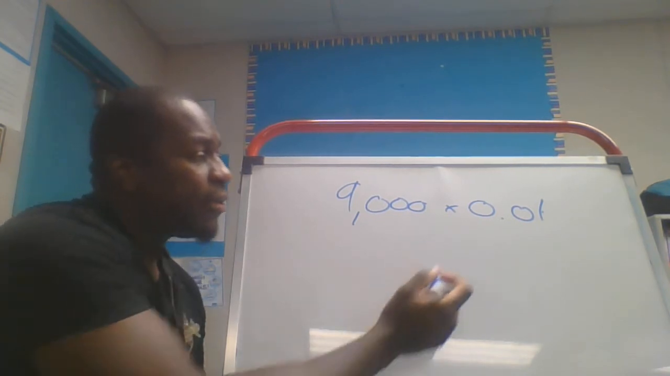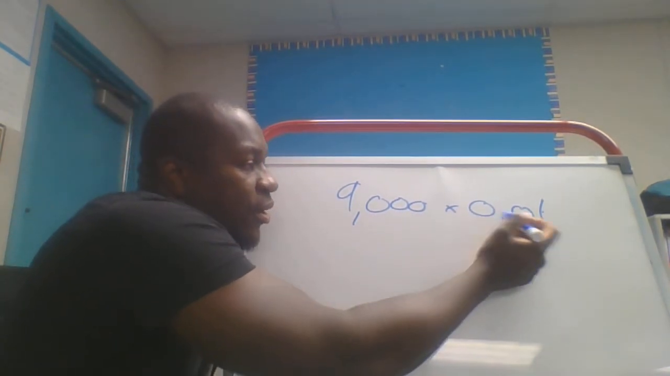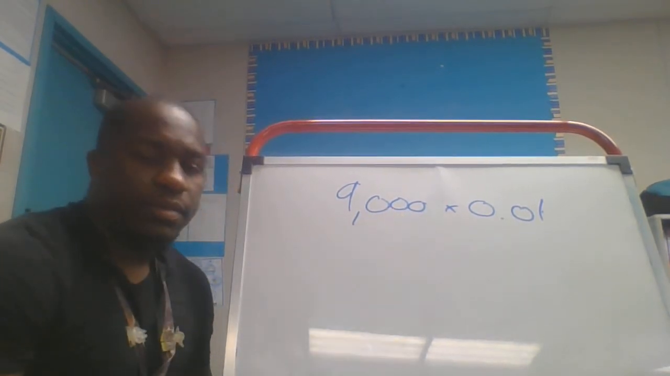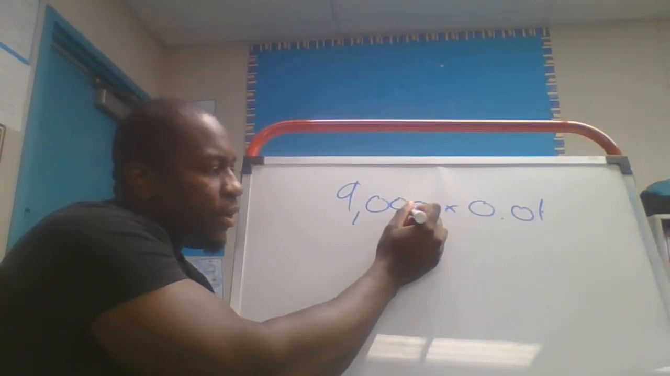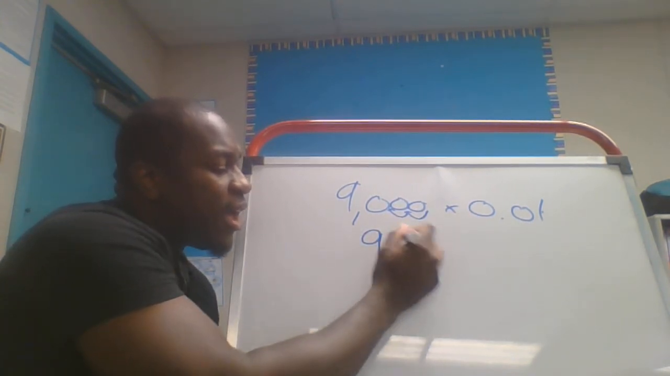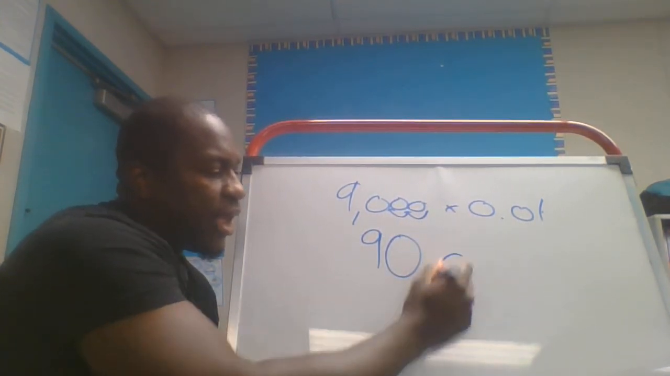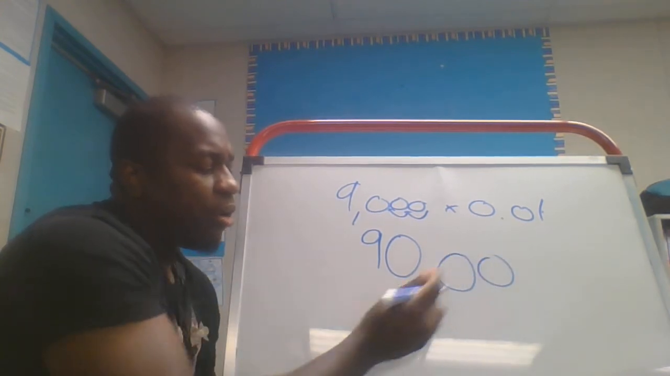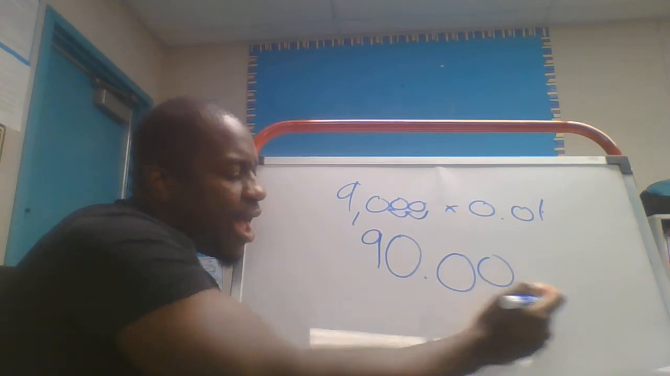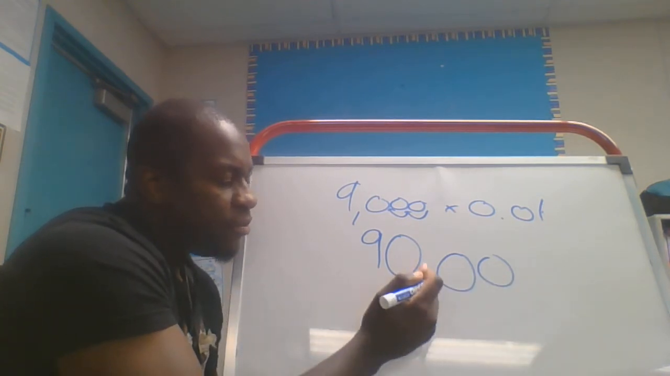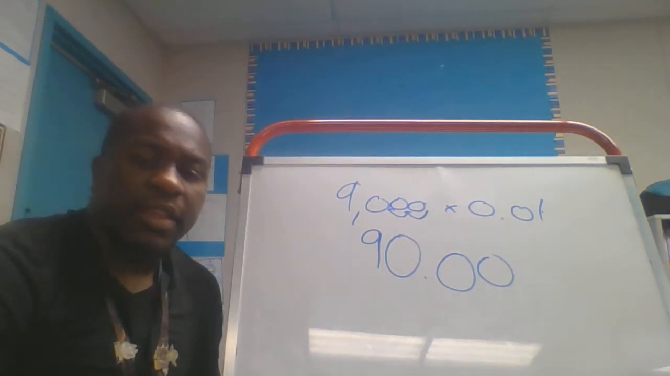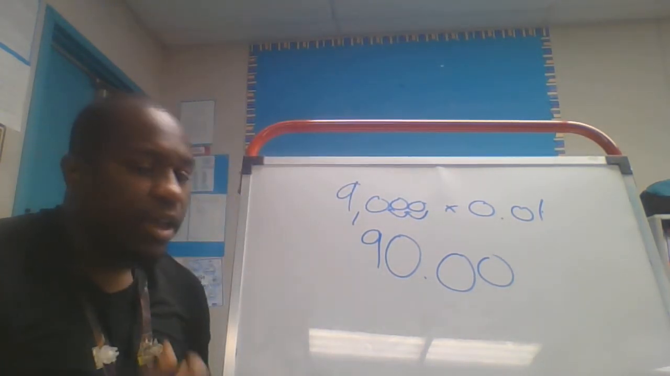So just know, hey, I have 2 zeros here. So that means I'm going to move over 2 times. 1, 2. Now, instead of 9,000, I just have 90. Okay, now I have these 0.00. I don't need those anymore. When you have your decimal, then zeros after that, you can just go ahead and let those go. So our answer is going to be 90.